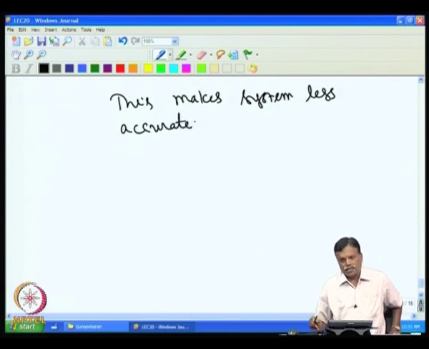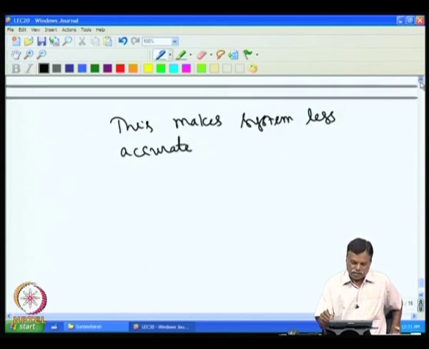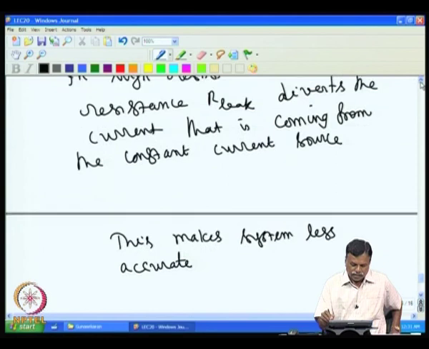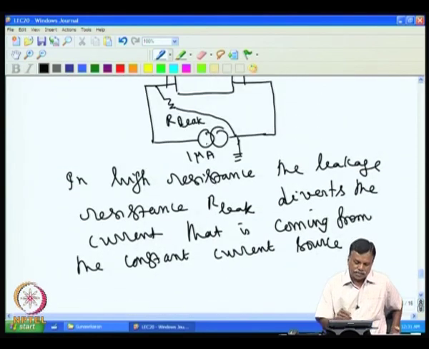This problem is not there when measuring low resistance. This is because at low resistance, whatever current we are sending from the constant current source will be high, and this resistance is small.